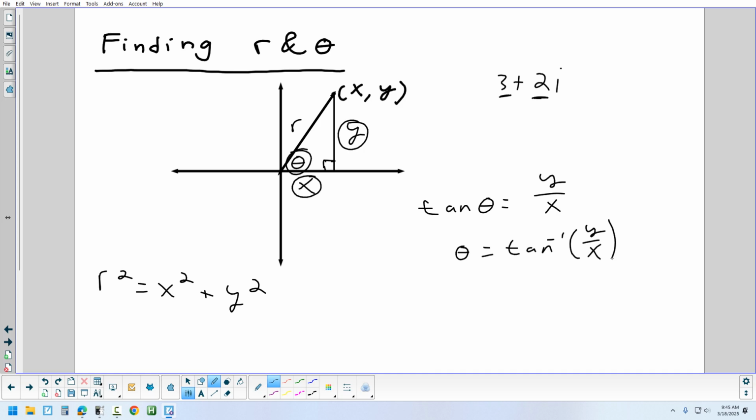But if we remember when we talked about inverse tangent, it always gives you an answer between negative 90 and positive 90. So the problem is that will never give you an answer in quadrant 2 or 3. Could you have a coordinate in 2 and 3? Absolutely. So I'm going to talk about what we do. We just have to adjust this.